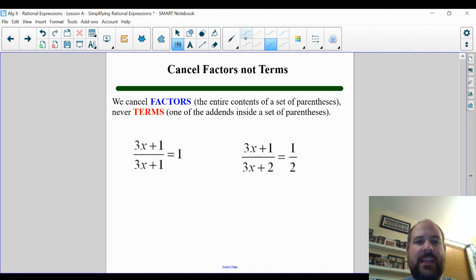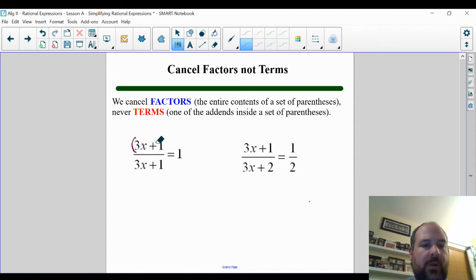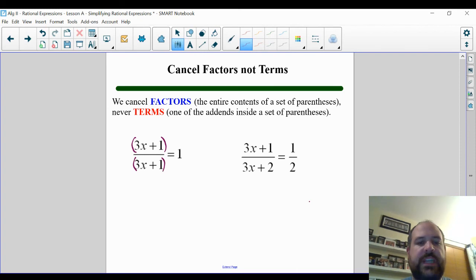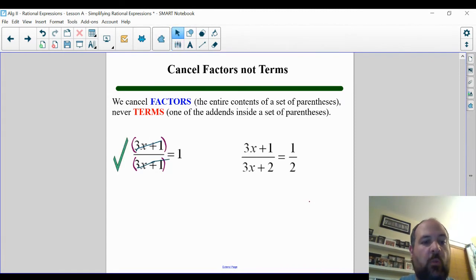So if I look at a case here, if I had 3x plus 1 over 3x plus 1, when I put parentheses around the 3x plus 1s, notice how everything is exactly the same in both the top and bottom. So those two quantities cancel out, and that does indeed leave us with 1. That would be the proper way of canceling out.